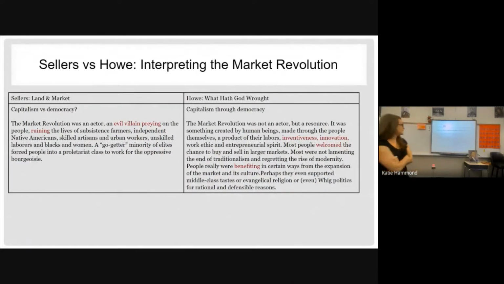This should be pretty easy. This one right here, and it's kind of hard to tell for people who are with me, but it says in red that the market revolution was an evil villain, and it says forced, and there's something else too, and oppressive. So just by those words, you know the market revolution was a bad thing. This historian talks about it as a source of inventiveness and innovation, benefiting people. So this is saying the market revolution was a good thing.